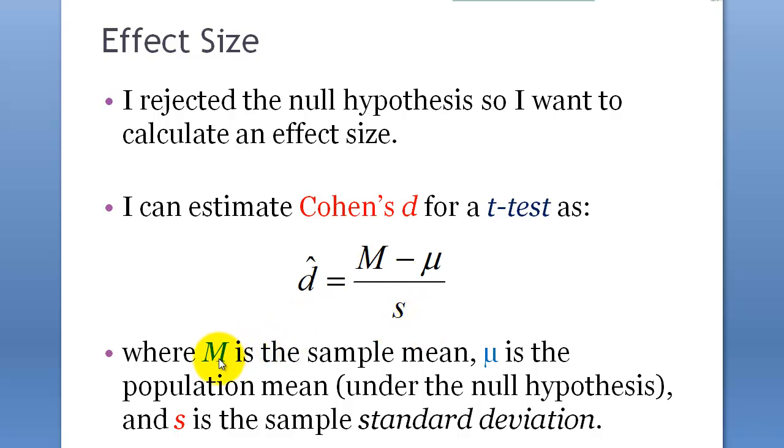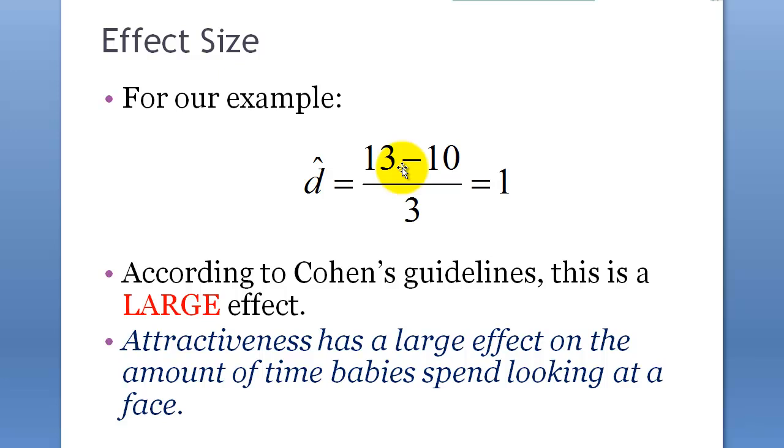So where M is the sample mean, which was 13, and mu is the population mean, which was 10, the mean under the null hypothesis, and s is the sample standard deviation. As you remember, sample variance was 9, so it's going to be 3. Okay, so 13 minus 10 divided by 3 equals 1.